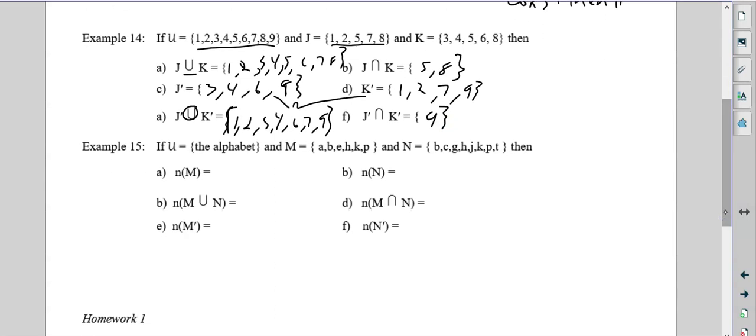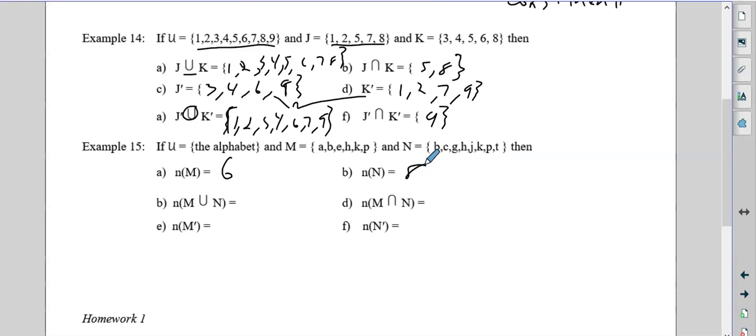All right, last one. If you use the alphabet, M is A, B, E, H, K, P, and N is B, C, G, H, J, K, P, T, then what is the number in set M? 1, 2, 3, 4, 5, 6. Remember, we have a little n in front of it. It means number. What's the number in set N? 1, 2, 3, 4, 5, 6, 7, 8. Magic number 8 again.